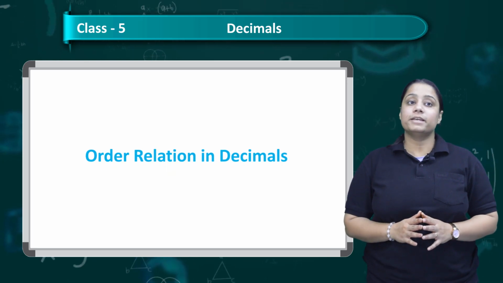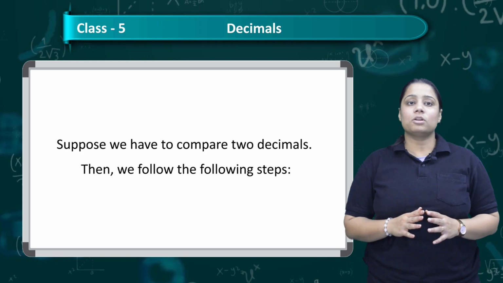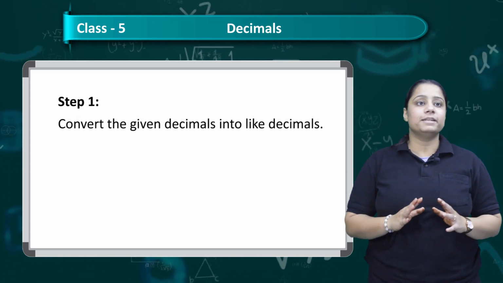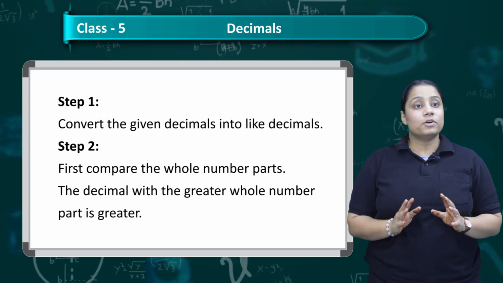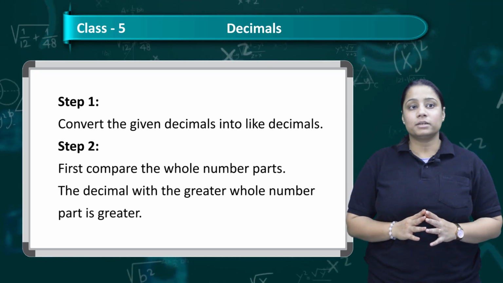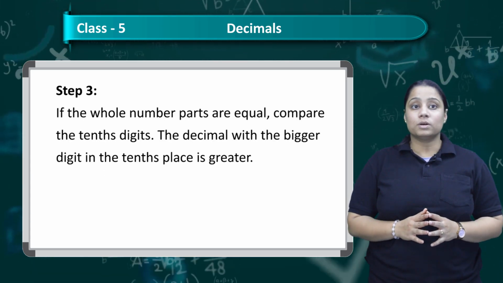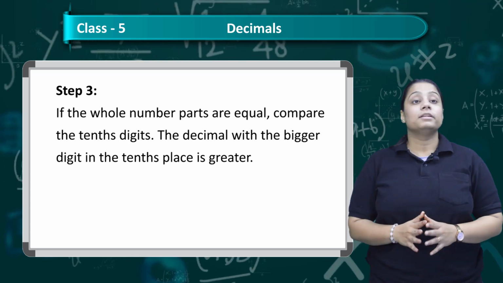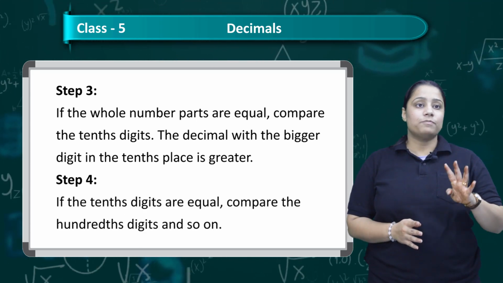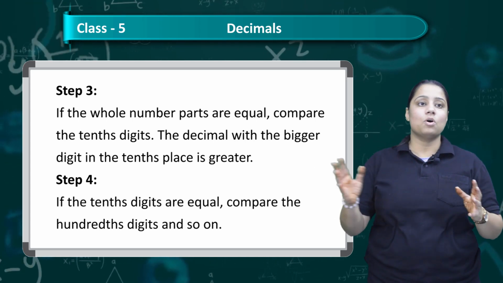Other relation in decimals. Suppose we have to compare 2 decimals, then we follow the following steps. Step 1. Convert the given decimals into like decimals. Step 2. First, compare the whole number parts. The decimal with the greater whole number part is greater. Step 3. If the whole number parts are equal, compare the tens digits. The decimal with the bigger digit in the tens place is greater. Step 4. If the tens digits are equal, compare the hundreds digits and so on.